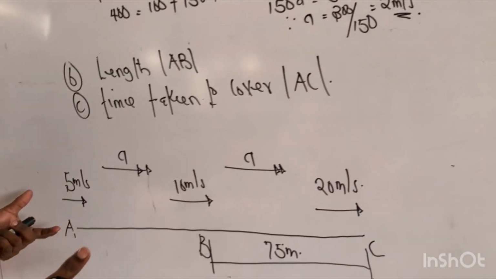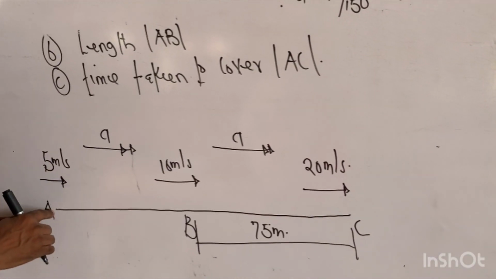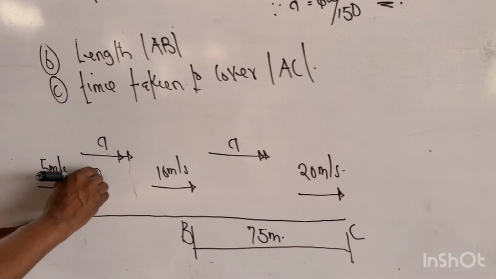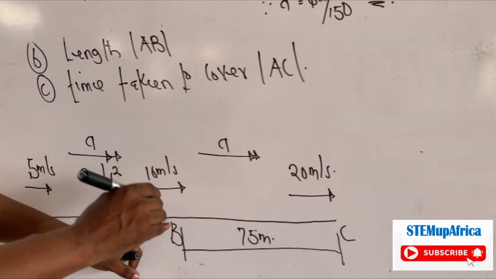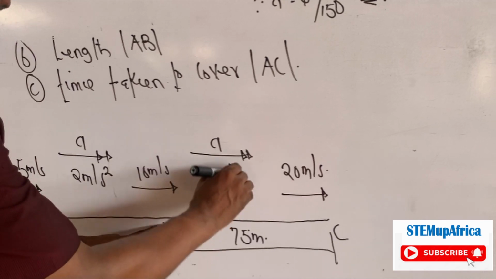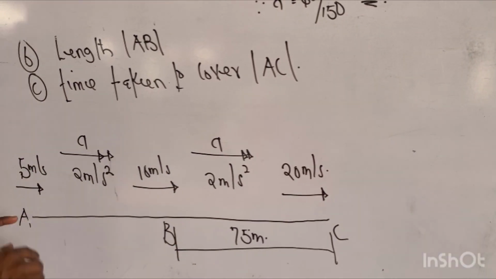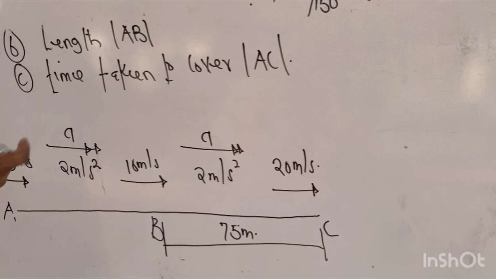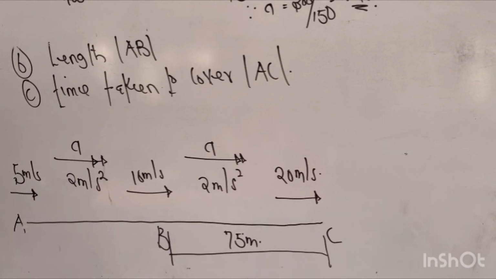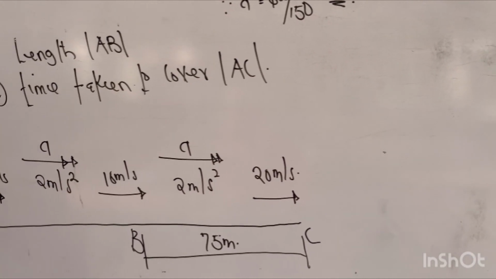So what does that imply? It simply means that the acceleration between A and B is 2 meters per second squared. The acceleration between B and C is also 2 meters per second squared. It doesn't mean that the acceleration between A and C is 4, because the question says acceleration is uniform, that means it's constant. So with that, let's go to question B.